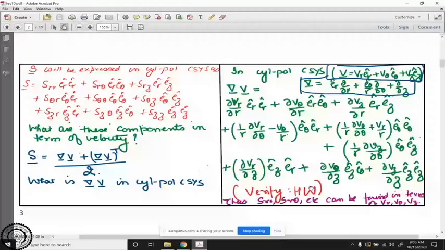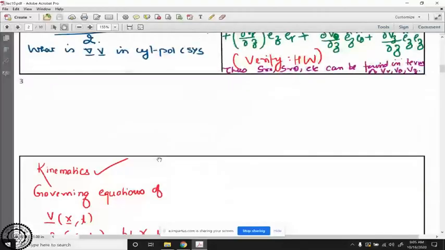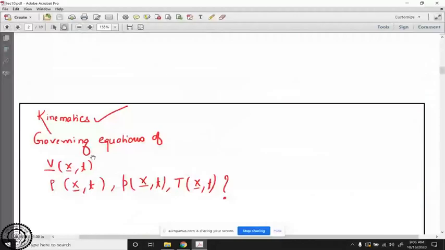Okay. So with this, I am done with kinematics. And next thing on our agenda will be deriving governing equations of Eulerian velocity field, density field, pressure, and temperature. That I will start in a little while.